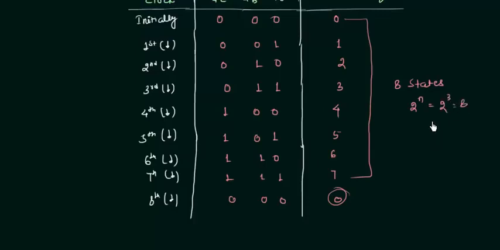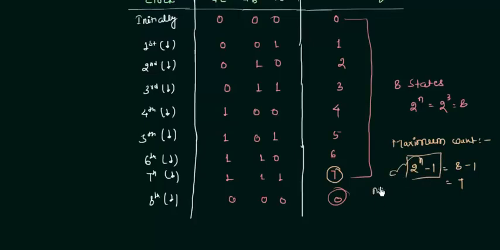In this way you can get your number of states, and if you want to get the maximum count, then maximum count is equal to 2 to the power n minus 1, which gives us 8 minus 1, that is 7. So you can see the maximum number that you can count is 7 in this case, and you can easily find it by 2 to the power n minus 1, where n is the number of flip-flops used.